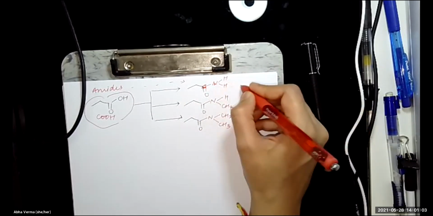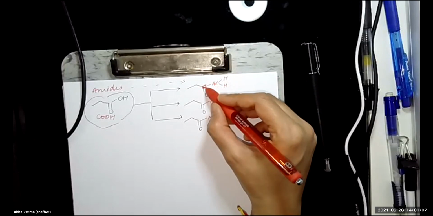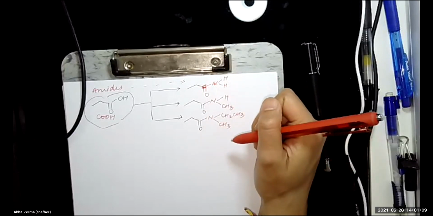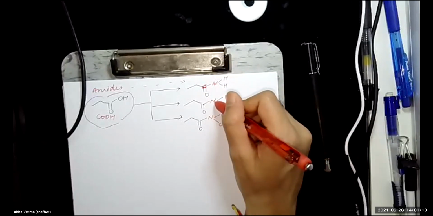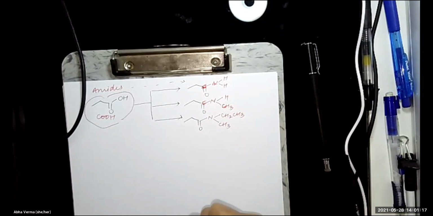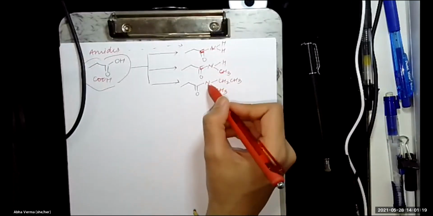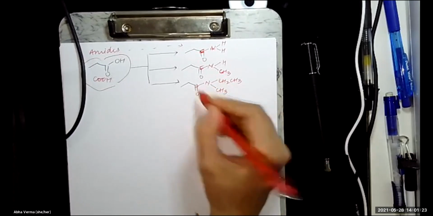So this is a primary amide. Why? Because this nitrogen is attached to one carbon. This is a secondary amide because this nitrogen is attached to two carbons. And then you have a tertiary amide as well: 1, 2, 3.